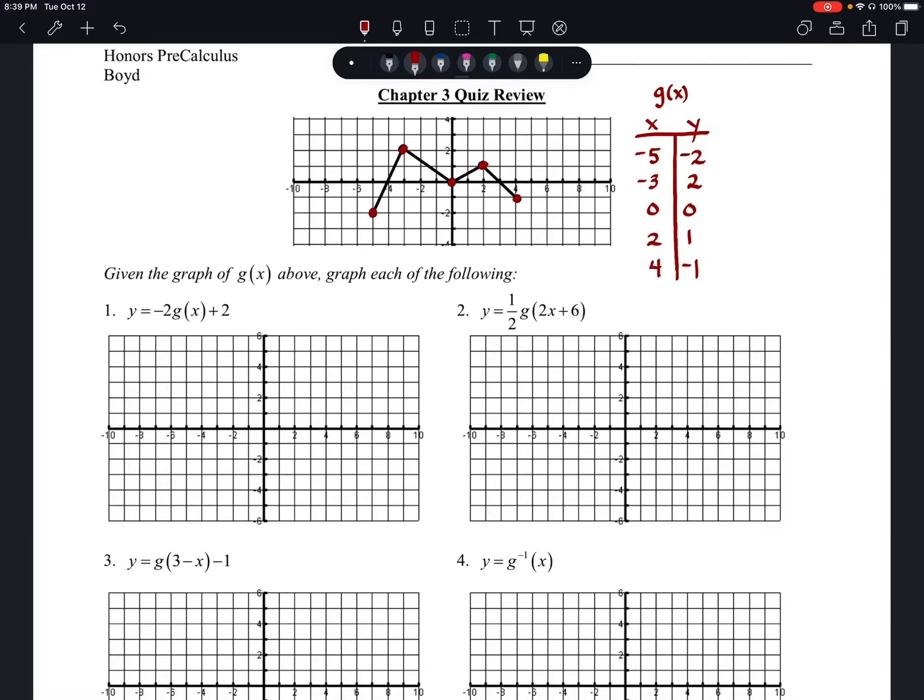This is the help video for the Chapter 3 quiz review. This first video will cover problems 1, 2, 3, and 4. So starting out, it says, given the graph of g of x above, graph each of the following.